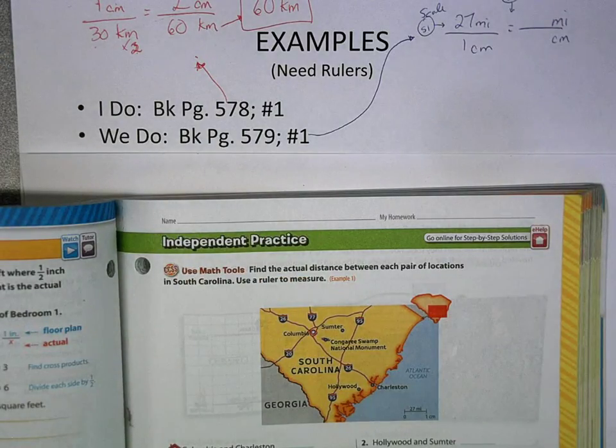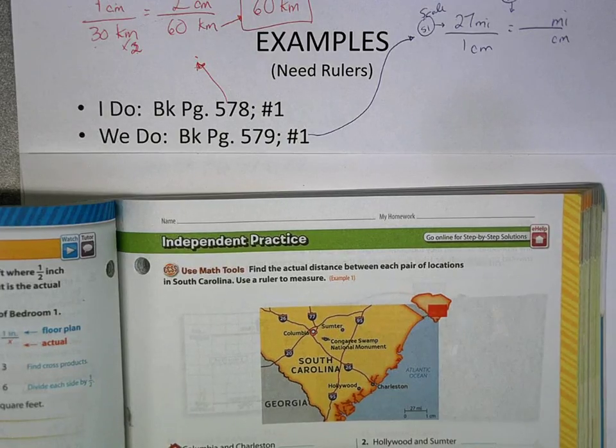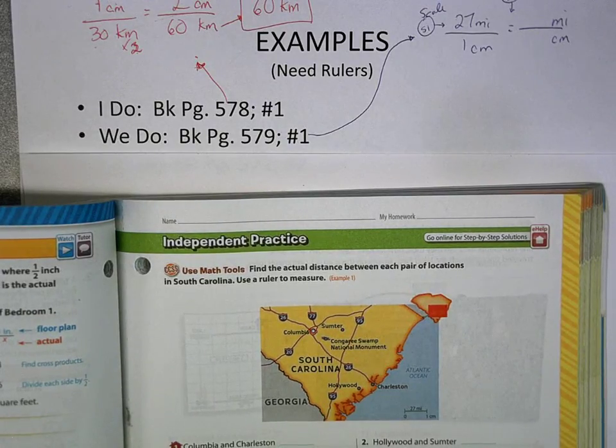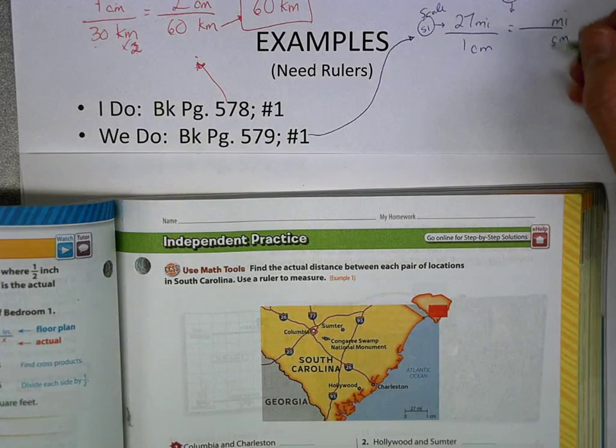Now remember on this nice one we did over here, they said the distance between them is 2 centimeters. Now there's an issue with this problem. It doesn't tell us the distance for number 1 between Columbia and Charleston. That is actually step 3. We need to find that out by measuring it with our ruler.